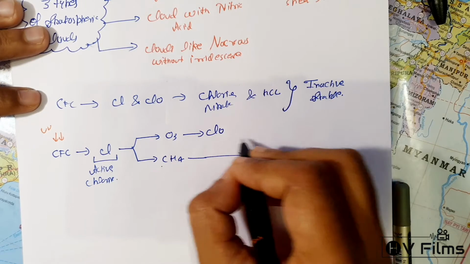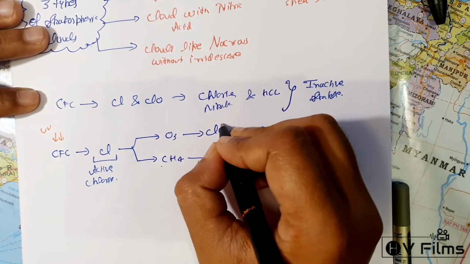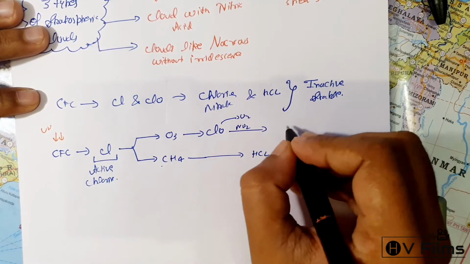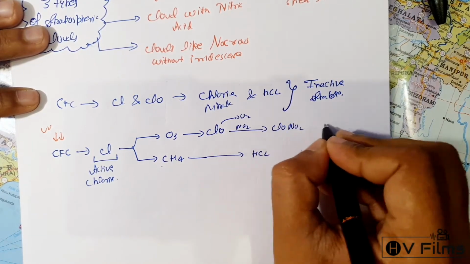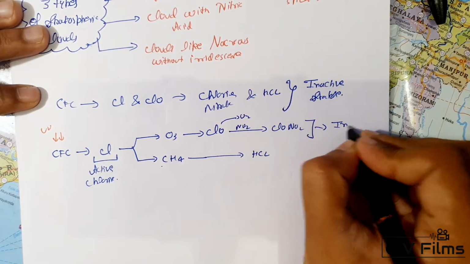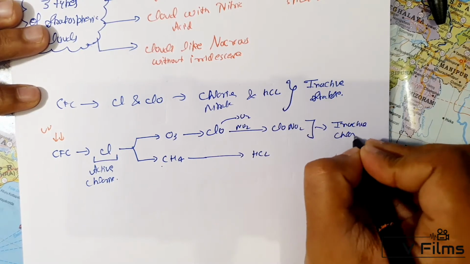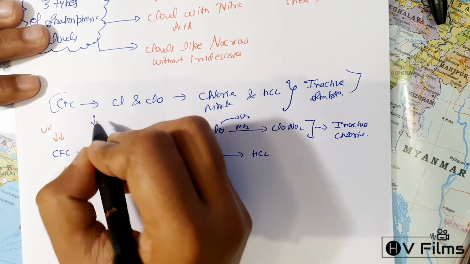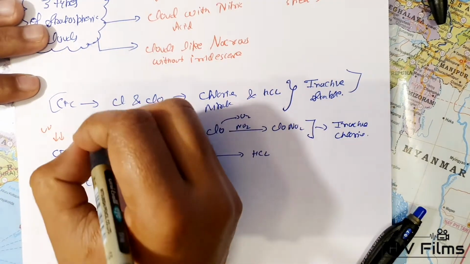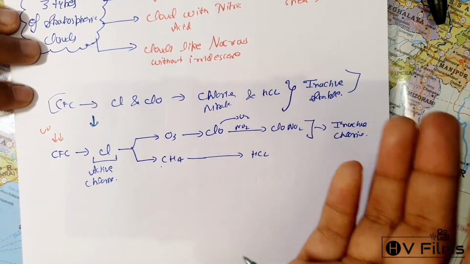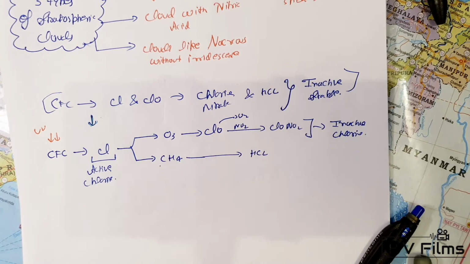Now this ClO, when it reacts with the O2 and NO2, results in the formation of ClONO2. That is what we call the chlorine nitrate, and this is an inactive chlorine. So this procedure can be written like this. Let me highlight this. These are actually both the same things. So this is how the inactive chlorine is created through the active chlorine.